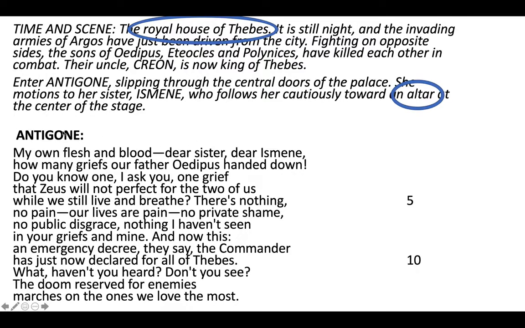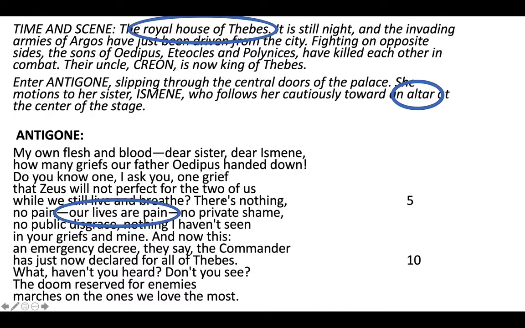Okay, so here's what Antigone says as she enters. At night. My own flesh and blood, dear sister, dear Ismene, how many griefs our father Oedipus handed down? Do you know one? I ask you one grief that Zeus will not perfect for us, for the two of us, while we still live and breathe. There's nothing, no pain. Our lives are pain. No private shame, no public disgrace, nothing I haven't seen in your griefs and mine. And now this, an emergency decree, they say the commander has just now declared for all of Thebes. What? Haven't you heard? Don't you see? The doom reserved for enemies marches on the one we love the most. The ones we love the most.